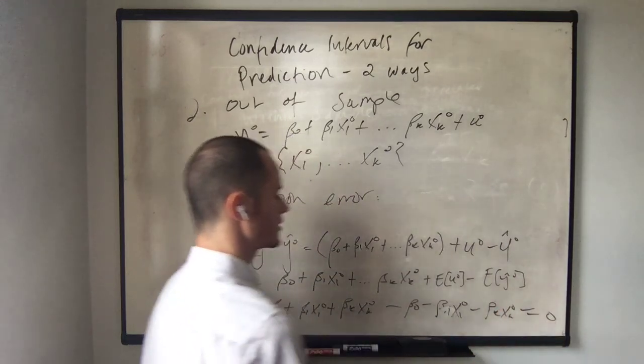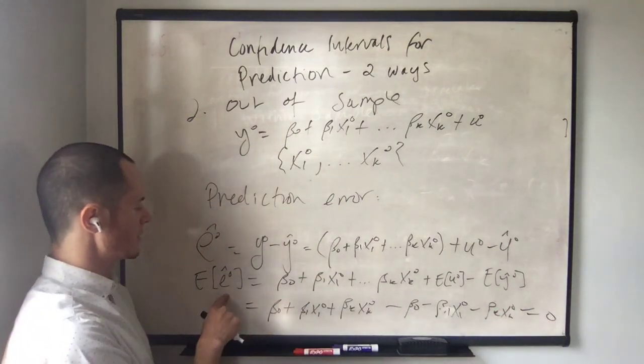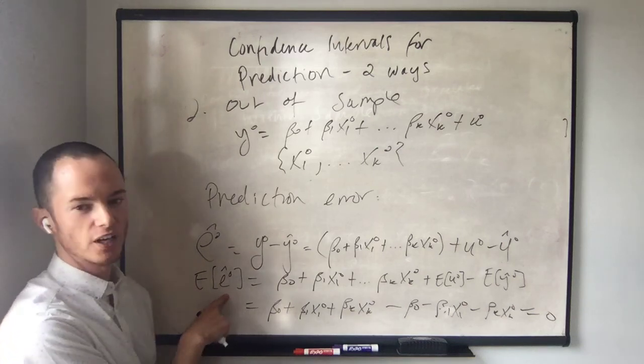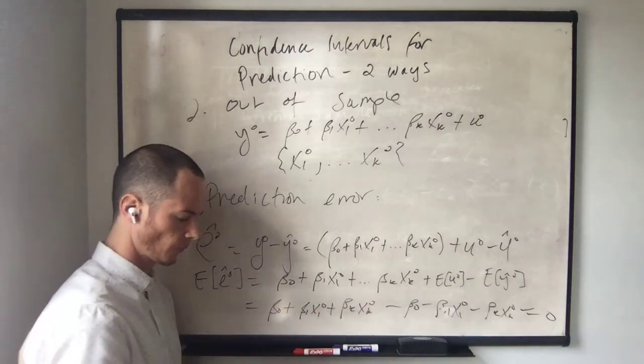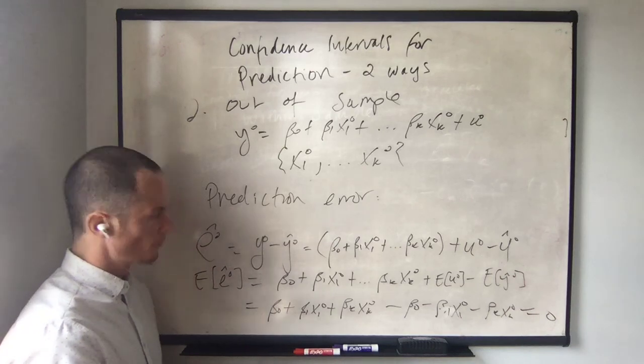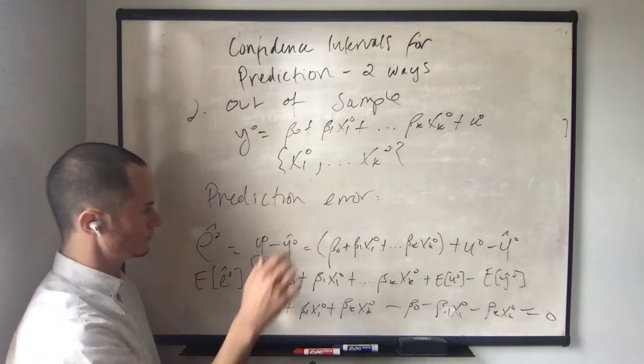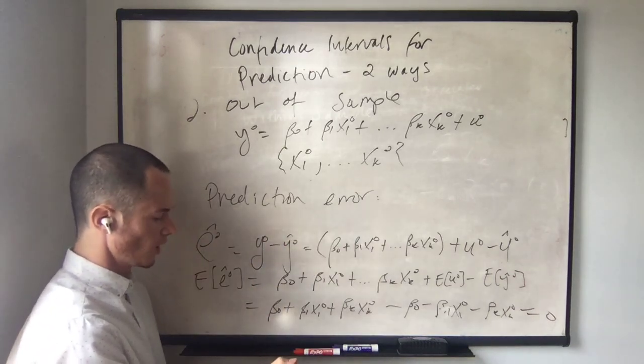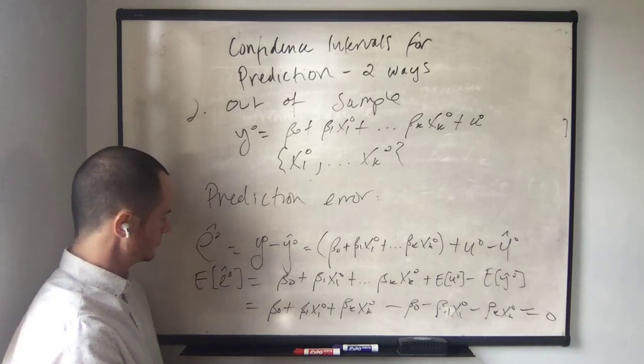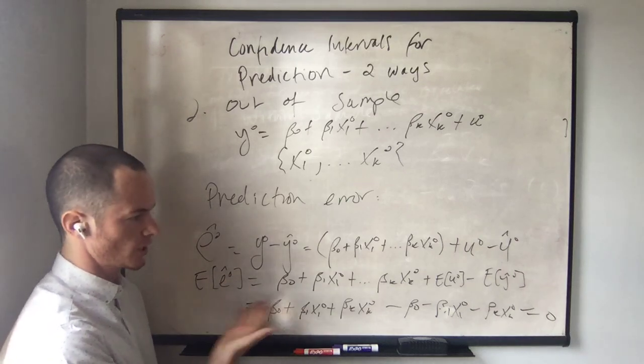So this whole thing is equal to 0, and we have shown that the expected value of the prediction error is 0. Good. So the best prediction is with the OLS line, and the resulting expected value of the prediction error is 0.